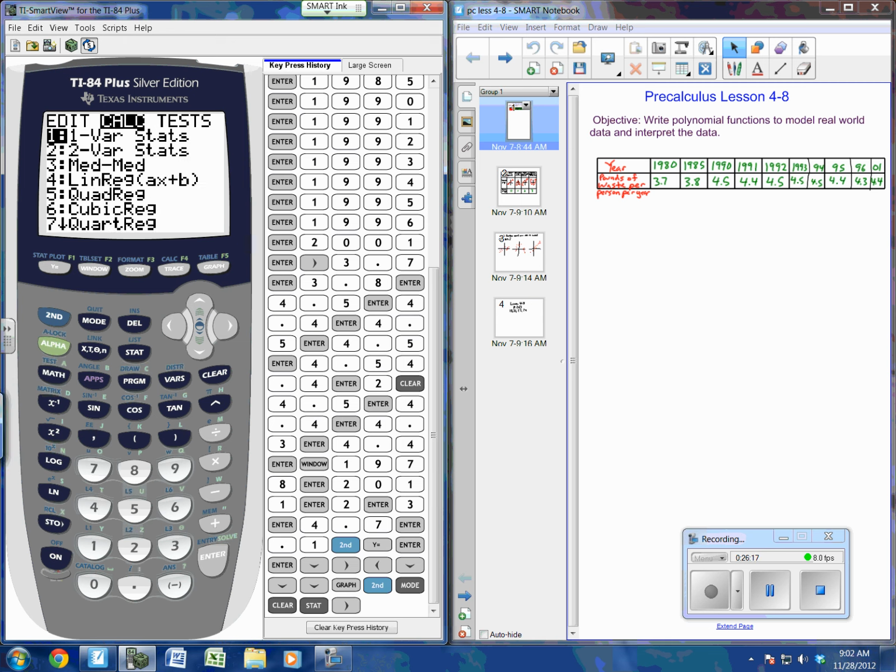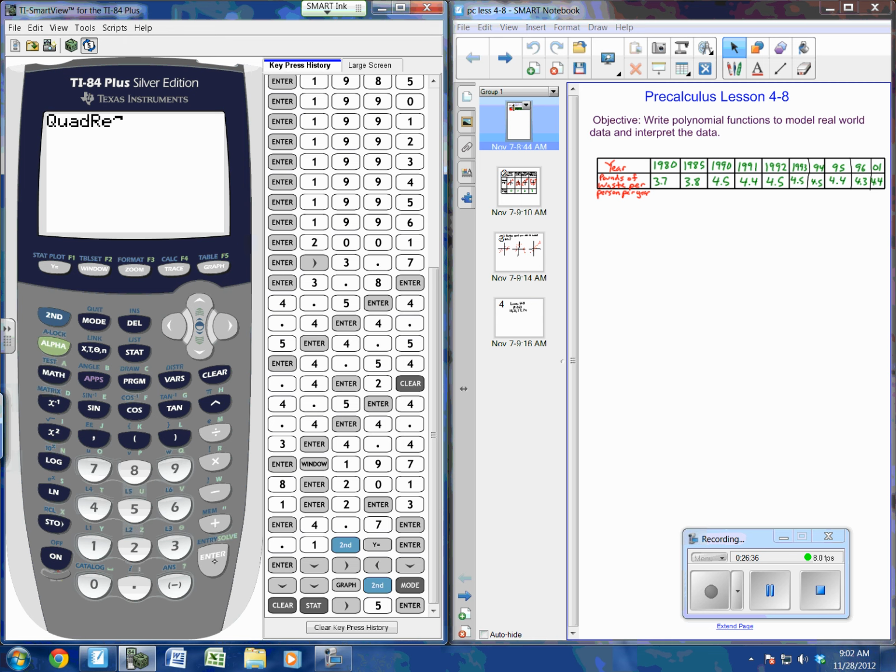So go one to the right to the calc menu for stats. And we are doing a quadratic regression. That's number 5. It says quad regression. So hit number 5. And it pastes that to the home screen. And now if you hit enter, your coefficients A, B, and C. And there is your equation.